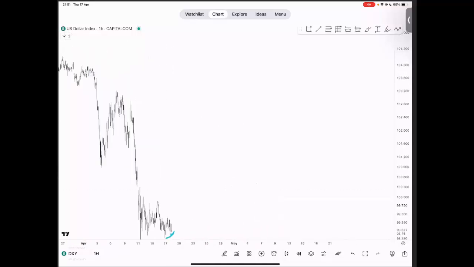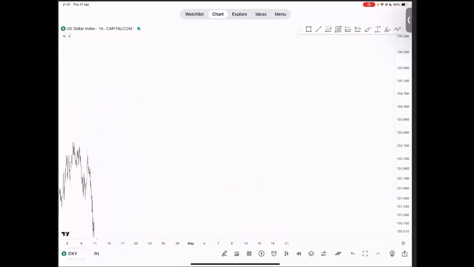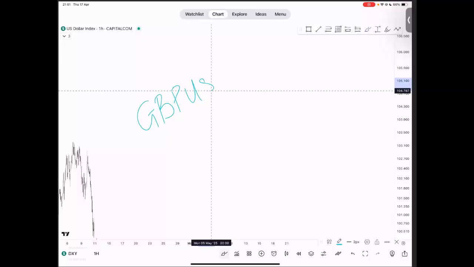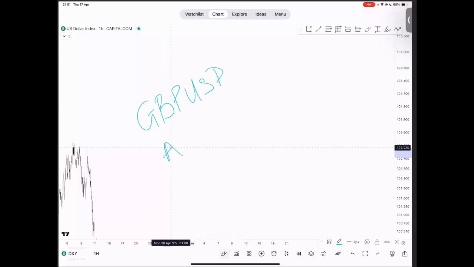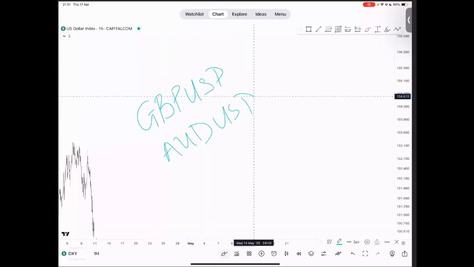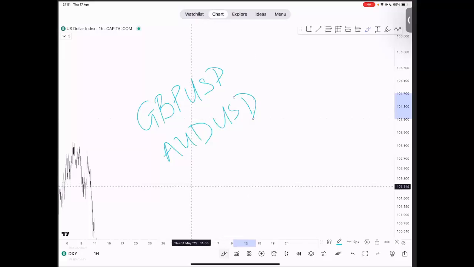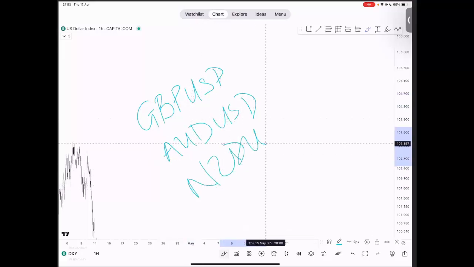But then the pairs that have USD as their second currency or as their quote currency, let's say GBP USD or AUD USD or, okay, NZD USD is there as well.